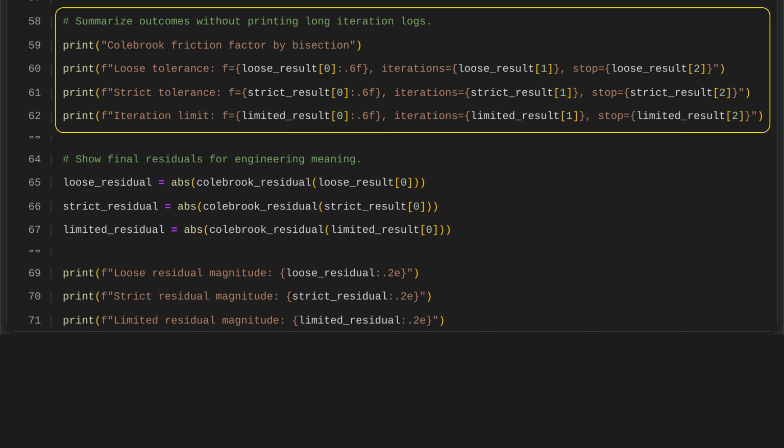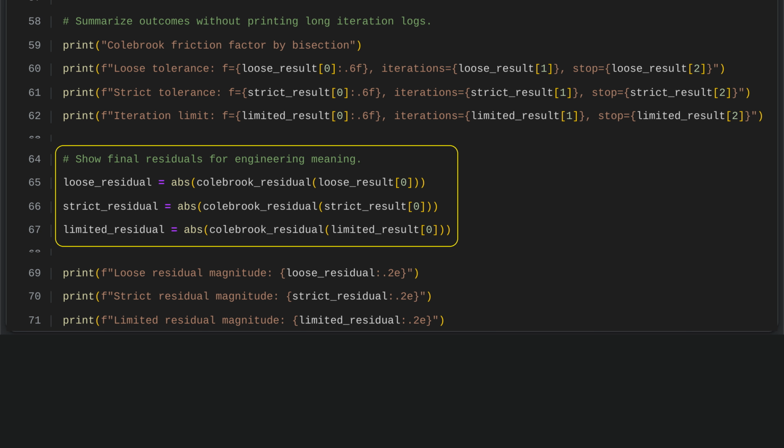The output summarizes Colebrook friction factor calculations using the bisection method under different stopping settings. It reports the friction factor, iteration count, and stopping reason for loose tolerance, strict tolerance, and a case where the iteration limit is reached. This comparison shows how tolerance choices affect both the result and the efficiency of the method.